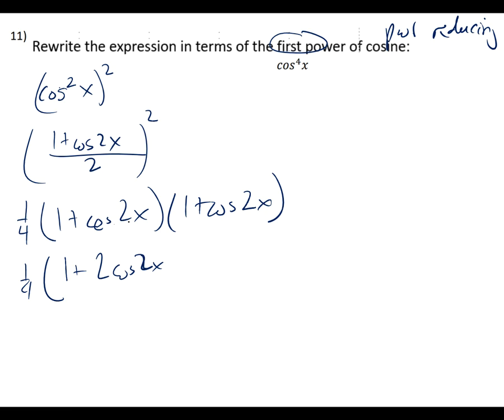All right, cosine 2x times cosine 2x is cosine squared 2x, right? Okay. Are we in the first power of cosine? Not yet. We have to deal with this squared thing at the end. So we gotta deal with this guy at the end.